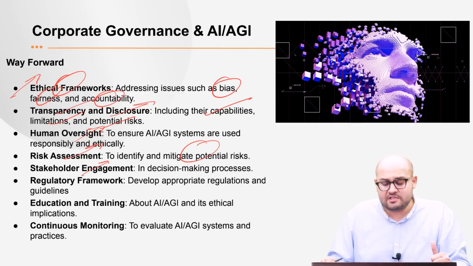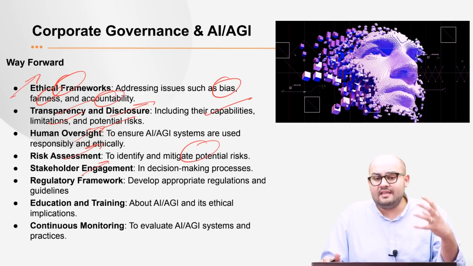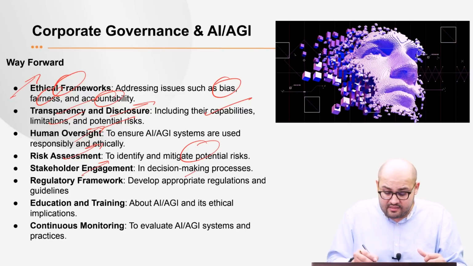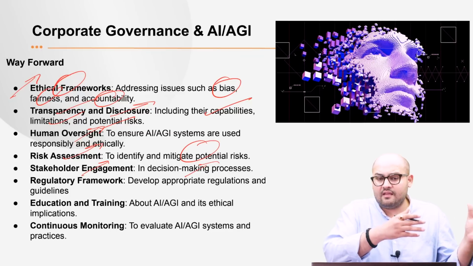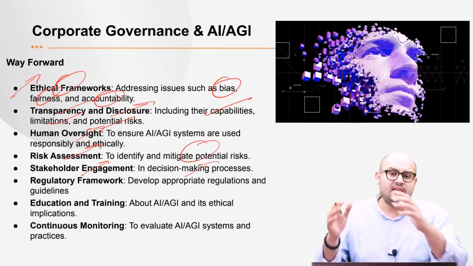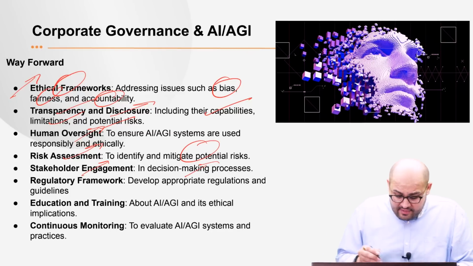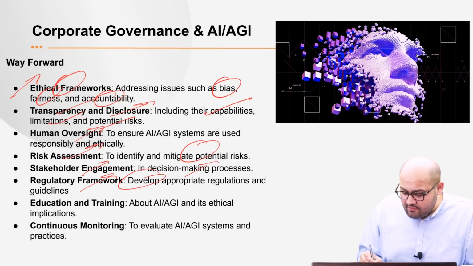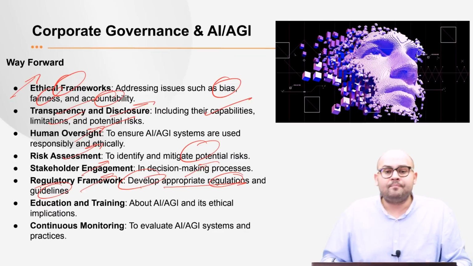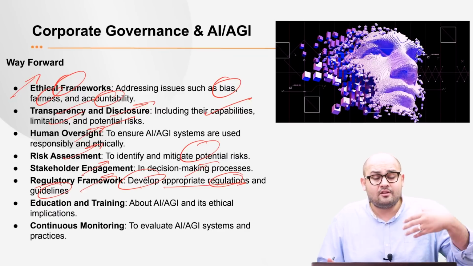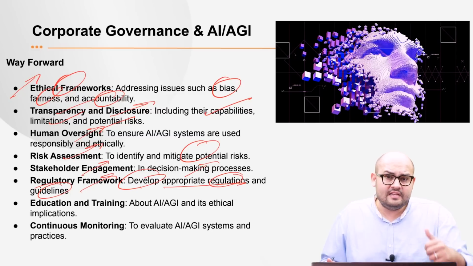Next, stakeholder engagement. Different stakeholders need to be integrated in the decision-making process. Be it the shareholders, the community, or the customers, all need to be integrated. Next is regulatory framework. So we need to develop appropriate regulations and guidelines which are in line with the present technological pace, which are not obsolete, right?